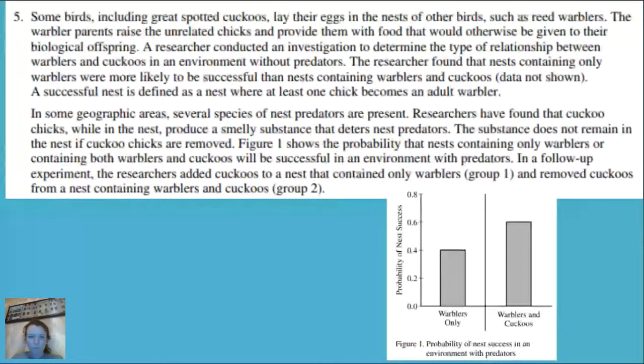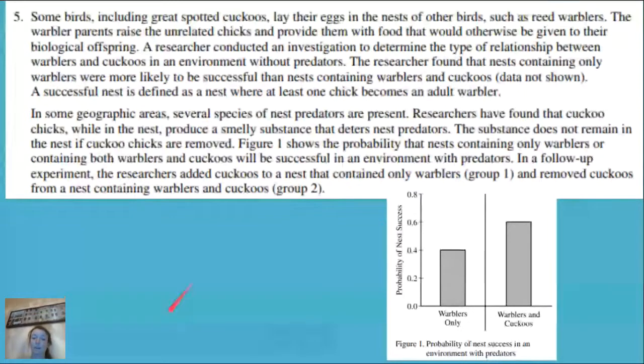Okay? In some geographic areas, several species of nest predators are present. Researchers have found that cuckoo chicks, while in the nest, produce a smelly substance that deters nest predators. The substance does not remain in the nest if cuckoo chicks are removed. Figure 1 shows the probability that nests containing only warblers or warblers and cuckoos will be successful in an environment with predators. In a follow-up experiment, the researchers add cuckoos to a nest that contains only warblers and remove cuckoos from a nest containing warblers and cuckoos.